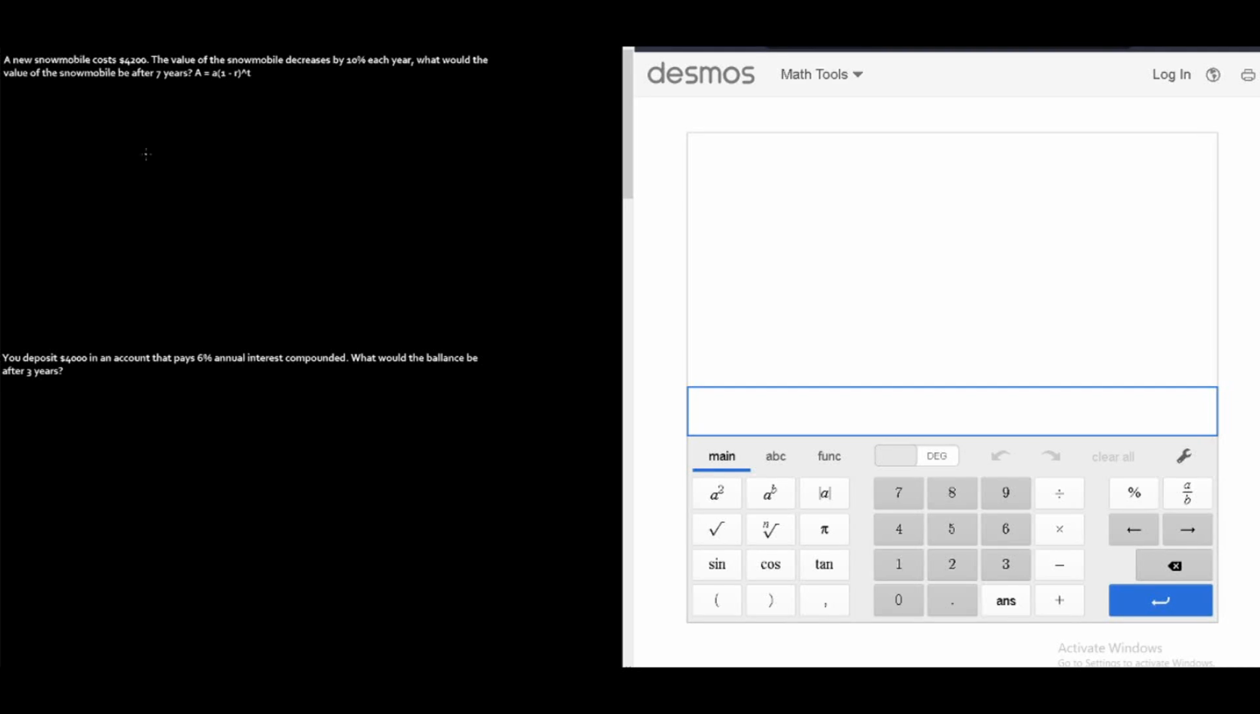Okay, so let's look at the following two questions. So they say, a new snowmobile costs $4,200. The value of the snowmobile decreases by 10% each year. What would the value of the snowmobile be after 7 years?